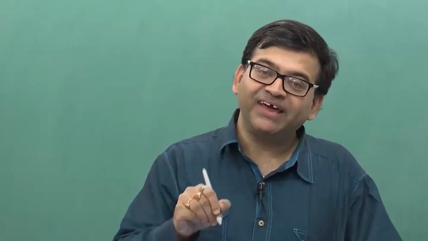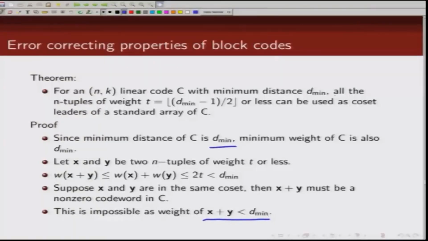In other words, x and y must be in different cosets, different rows, and we can always make these x and y coset leaders. So, this proves our result that all n-tuples of weight t or less can be used as coset leaders in the standard array, and we know that if we use them as coset leaders, those are our correctable error patterns.